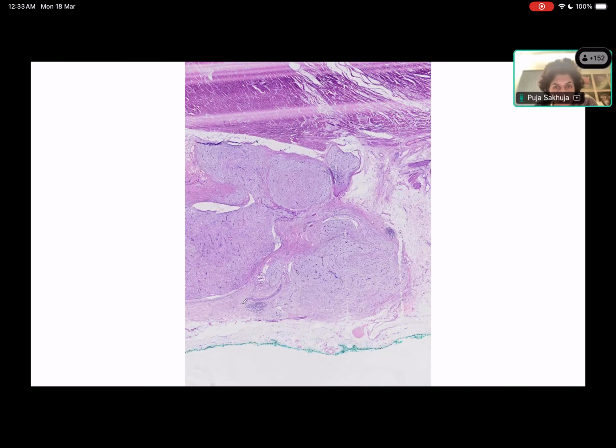What are we seeing over here? This is the tumor. Correct. So where is it present here? Muscularis propria is here. That is correct. This is muscularis propria. But this tumor has come below the muscularis propria also.